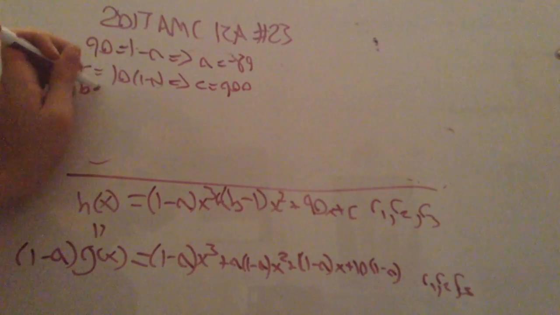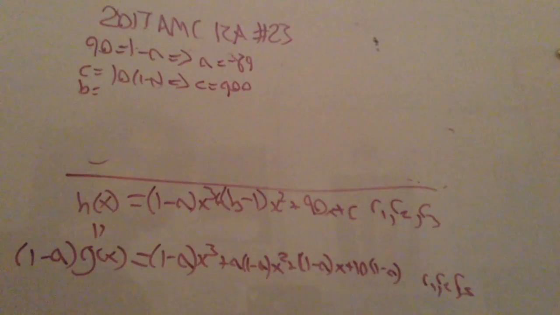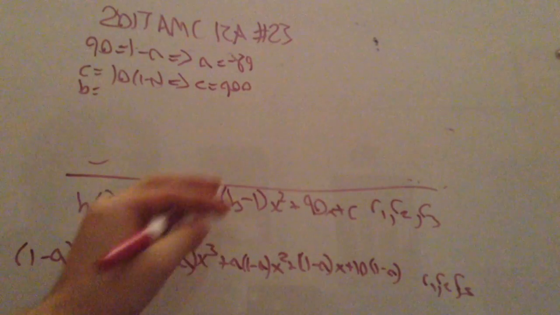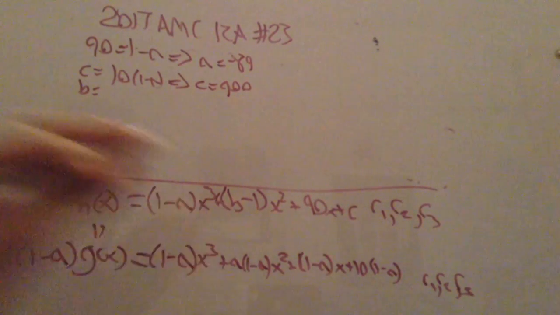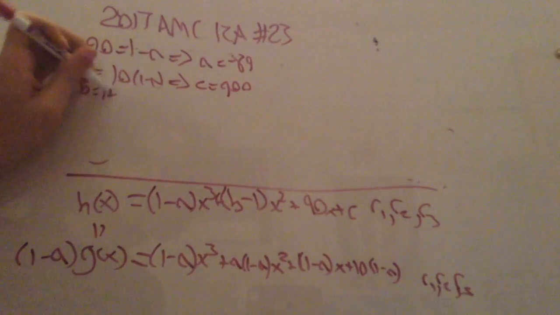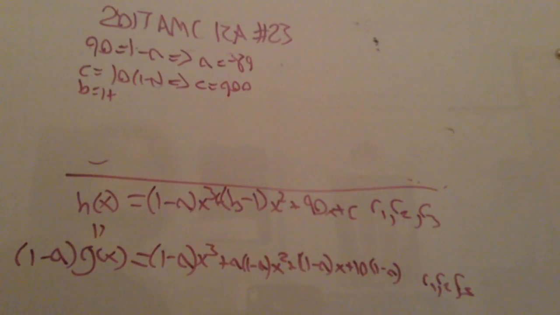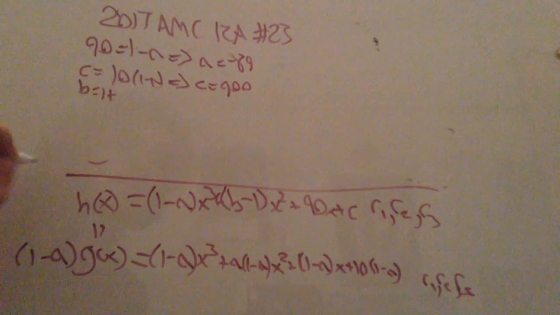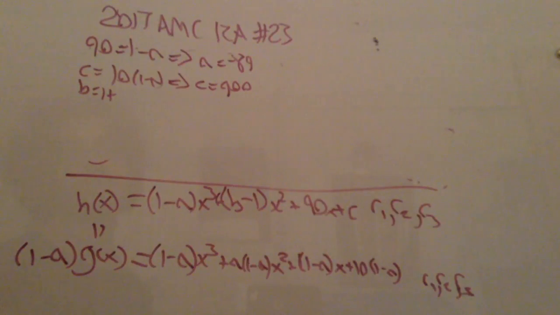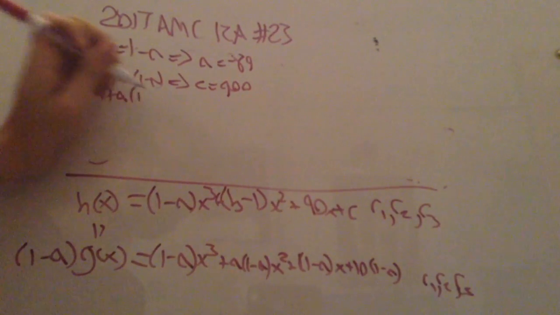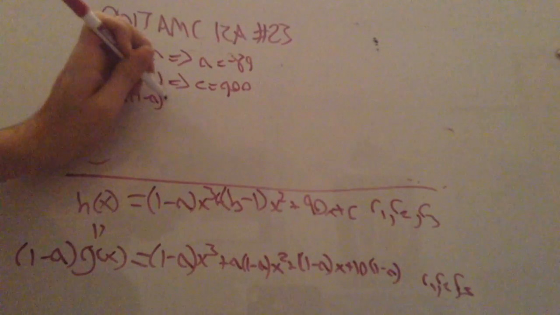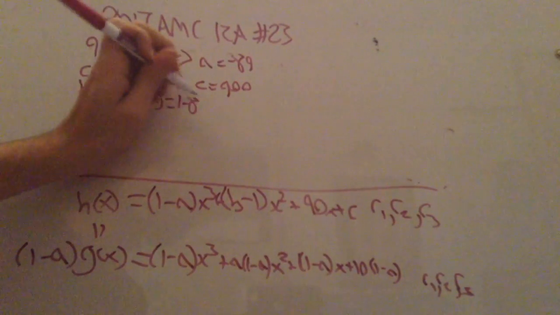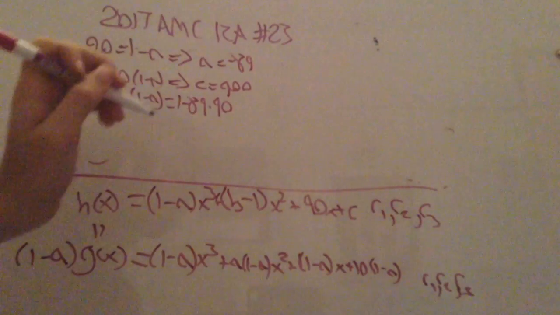And b minus 1 is equal to a times 1 minus a, and we have to be careful about this. This is b minus 1, not b. I almost made that mistake during the test. It wouldn't cost you any points. You'll figure it out pretty quick, but it does cost you a few seconds, which is something you really want to save on a time-intensive test like the AMCs. So it's negative 89 times 90.